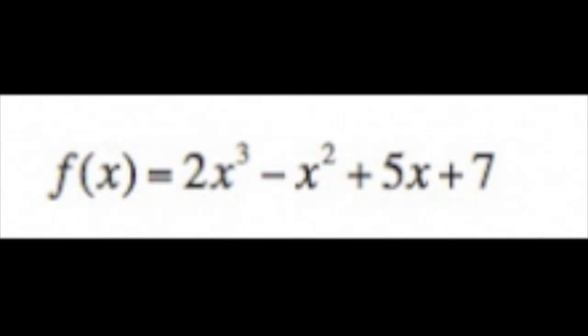We need to find the derivative of the following problem, which is f of x equals 2x cubed minus x squared plus 5x plus 7. So we start by writing the formula, which is the limit as h approaches 0, f open parentheses x plus h close parentheses minus the function, all divided by h.